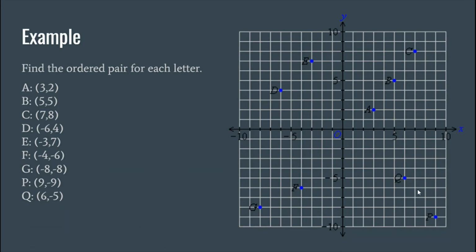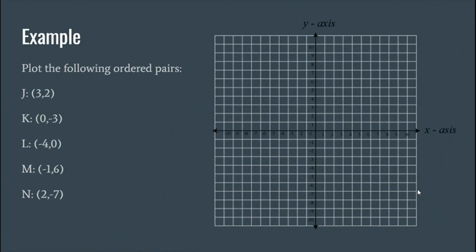Okay, so let's try this example here. We're going to plot the pairs. Point J, so 3, 2. Remember, we're going in the x direction, starting from the origin, or 0, 0. We start in the x direction first, and then from there we go in the y direction. So point J should be right about there.